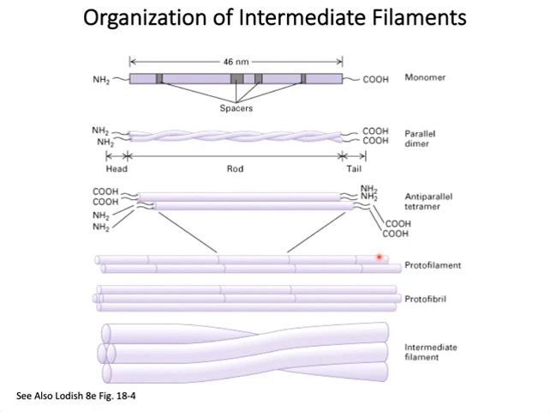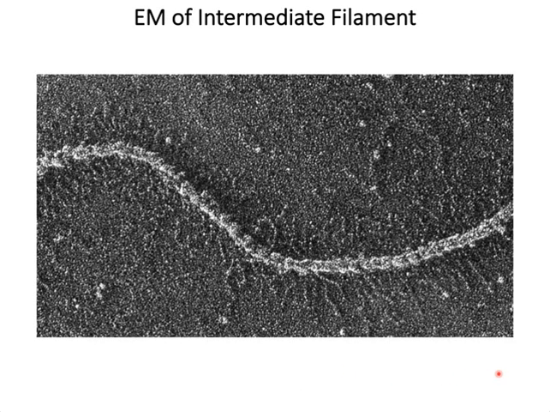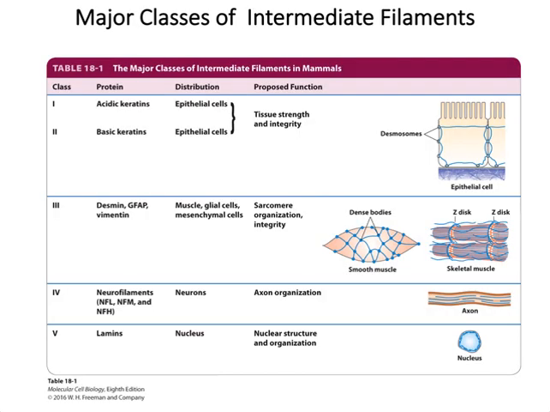Four of these protofilaments come together and they form a protofibril, and then four of these protofibrils come together to form an intermediate filament. Again, what is interesting is that there are a lot of intermediate filament monomers, but they all come together in the same way to form an intermediate filament. So they are fairly large. You can see them on the EM, and here is an EM of an intermediate filament.